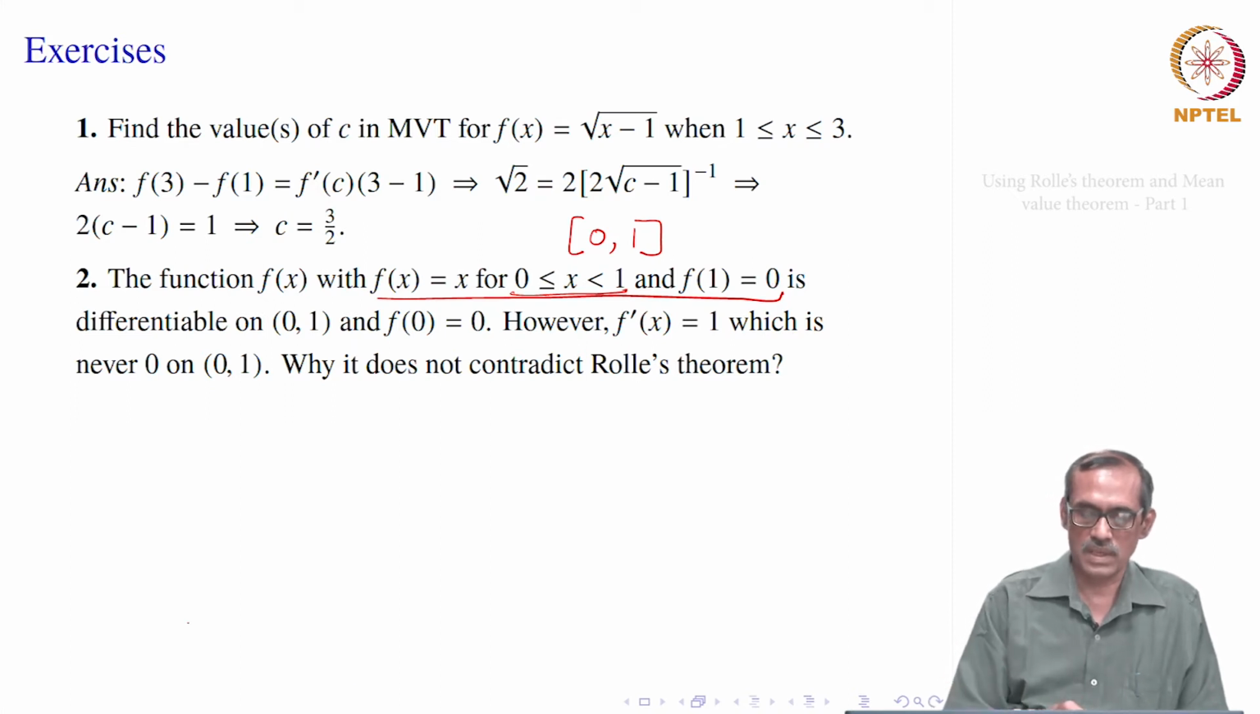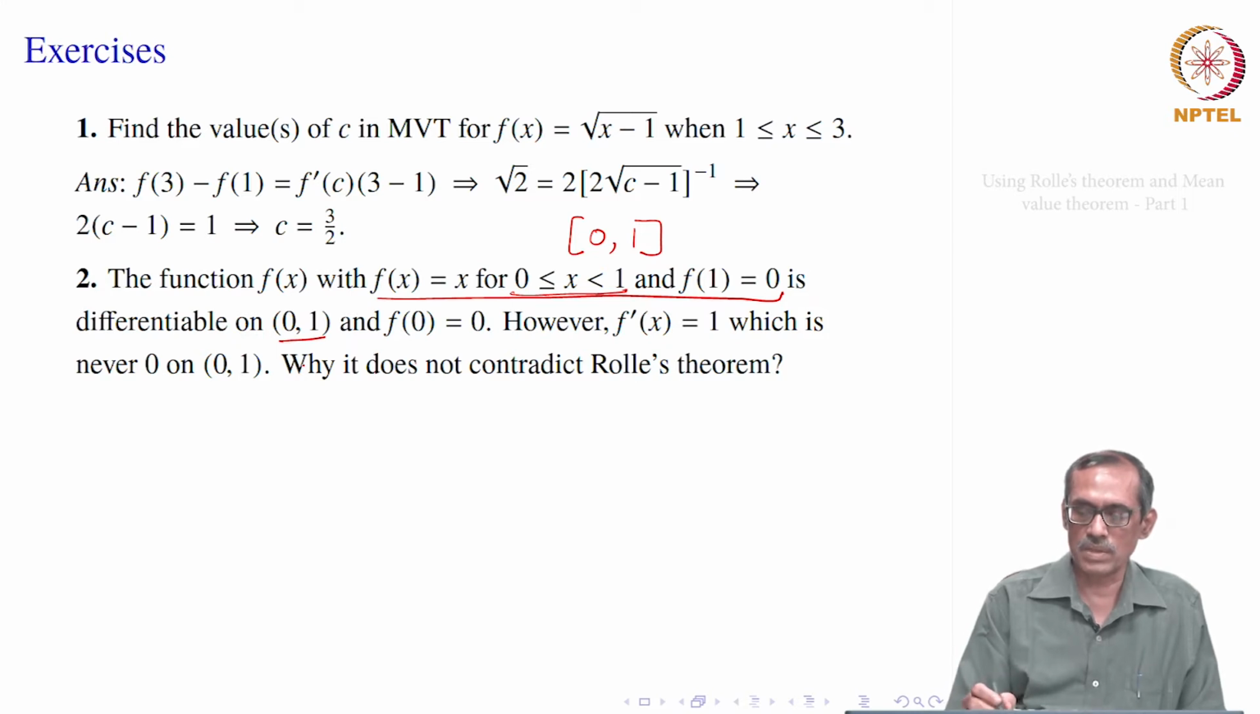Now, this function is differentiable on the open interval 0 1. So, that is easy to see, because on the open interval it is f x equal to x, and this function also has the property that f of 0 equal to 0, that is also correct because f x equal to x. However, f prime x is equal to 1 everywhere in the open interval 0 to 1. So, it is never 0 on the open interval 0 1, right.